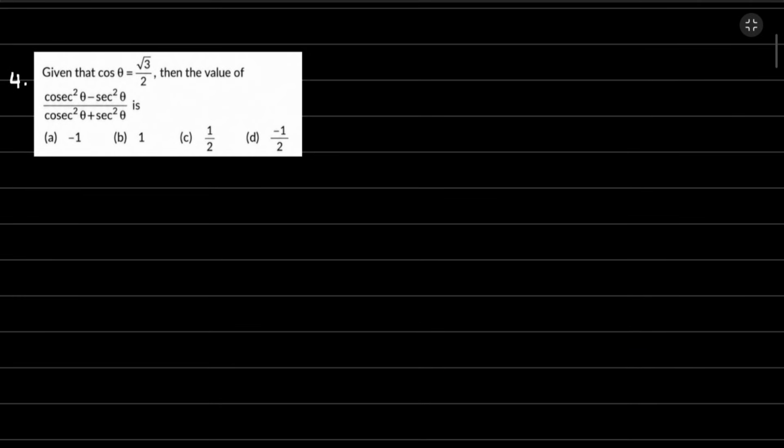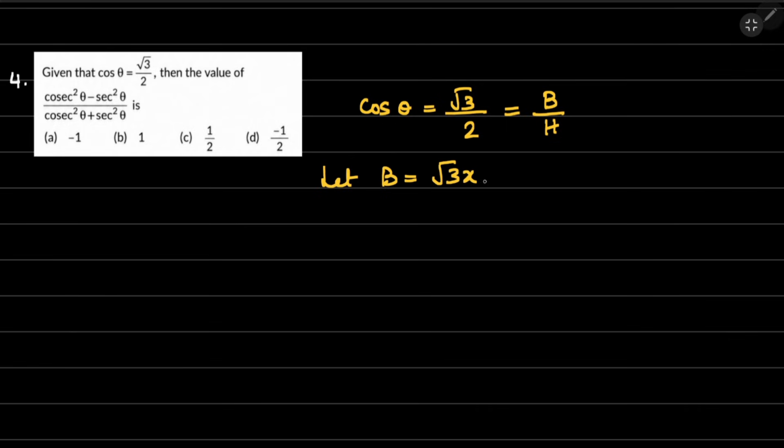Here you are given cos theta. So cos theta is given as root 3 by 2. There are multiple ways of doing it, but let me tell you, this is equal to base by hypotenuse. So let your base be equal to root 3x, let your hypotenuse be 2x, since it's a ratio. Let's use our Pythagoras theorem in order to find out what is your perpendicular. So h square equal to p square plus b square, we know. So what is p square equal to?